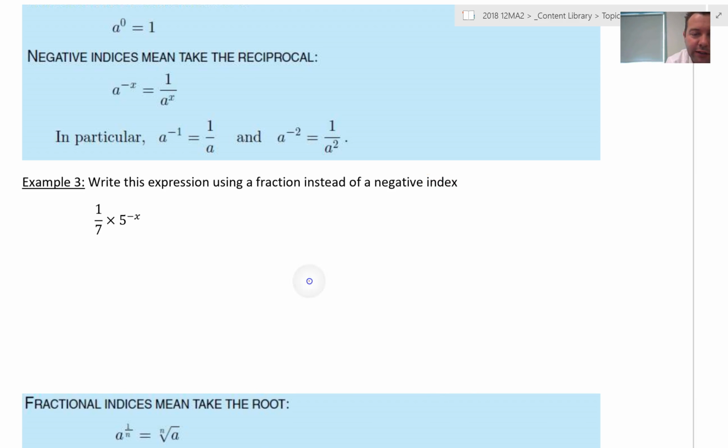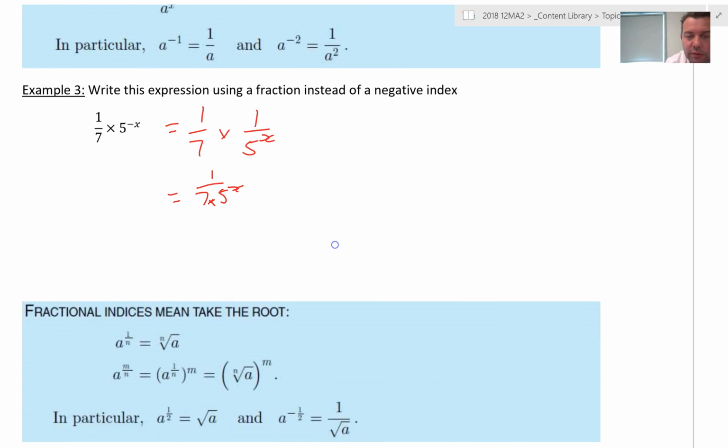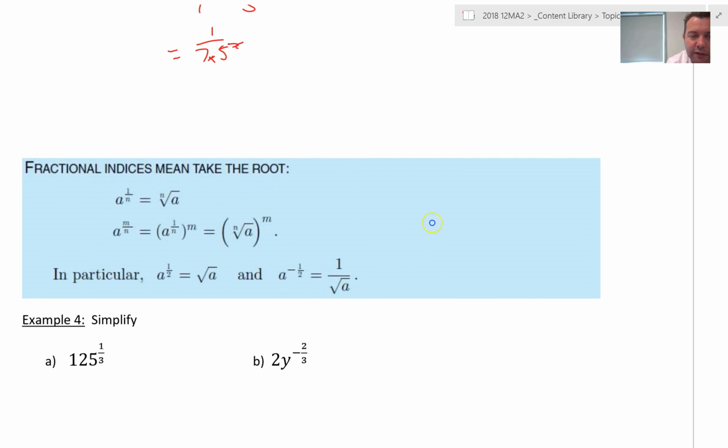No negative index means that's equivalent to 1 over 7 times 1 over 5 to the x. Okay, I go 1 over and I change the sign of that exponent. Which equals, is it 1 over 35 to the x? No, it is 1 over 7 by 5 to the x. That's all. Can't do any more than that. They don't have the same base. So 1 over 7 times 5 to the x.